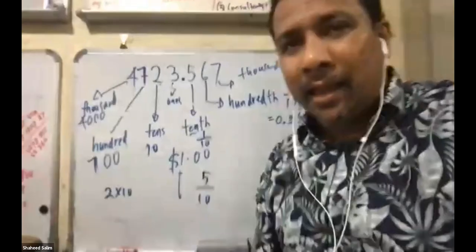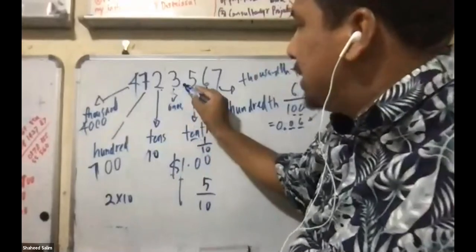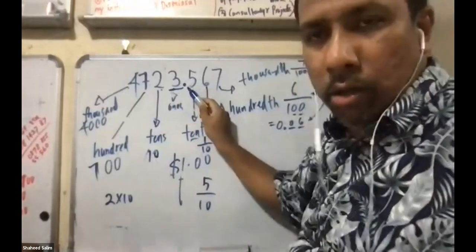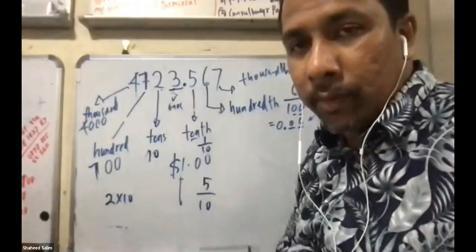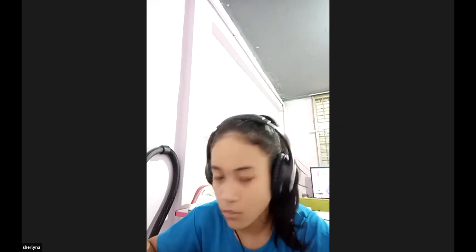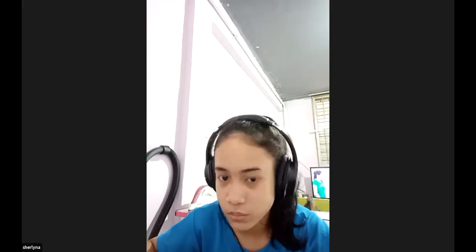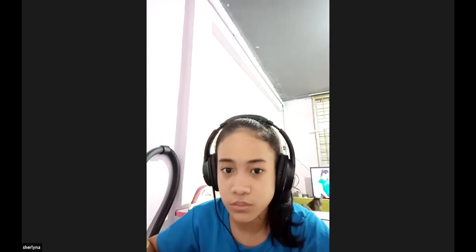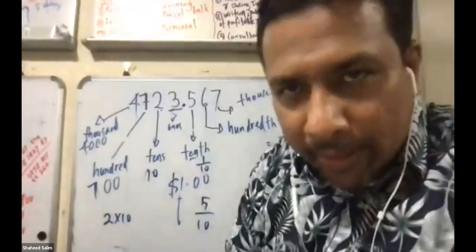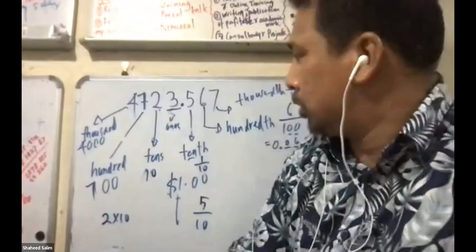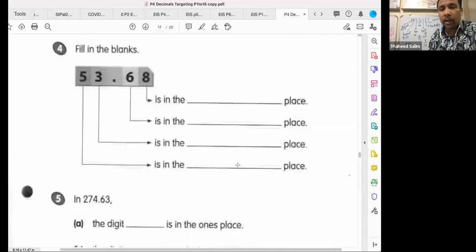So how to identify is very simple. Identify the ones first. Ones is always to the left of the dot. Then tens and tenths, hundreds and hundredths. Okay, all right. So are you okay? All okay. We move on to the next one now, down here.